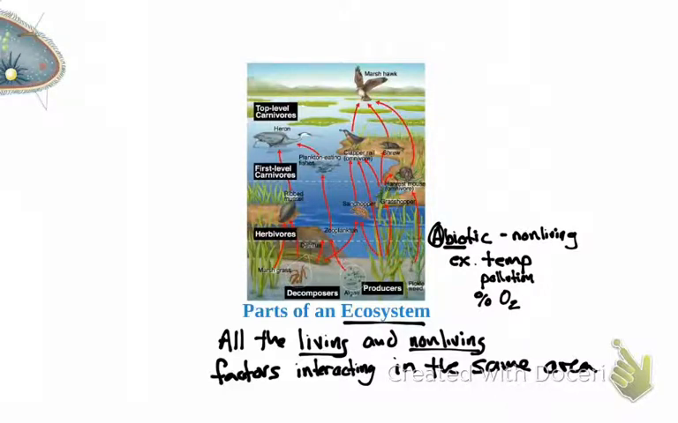What about the weather? We have temperature. Rainfall, great one. How much rainfall the area gets. Think about this ecosystem in this area. We get a decent amount of rainfall. Think about Arizona, a very different amount of rainfall. That's a good example of an abiotic factor.